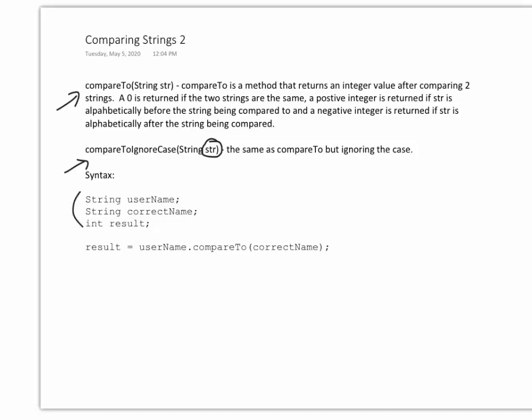So again, if we have this exact same situation here where we have a username and a correct name and a result, you can notice here that instead of a Boolean, we're talking about a result. It's actually an integer value here. So this is actually going to give us a number. And you can see up here in the statement, we end up getting a 0 if the two strings are the same.